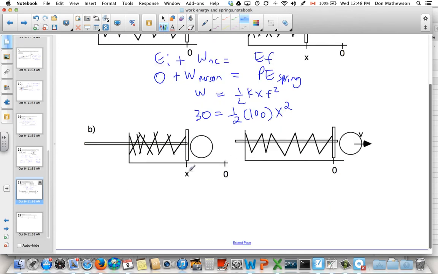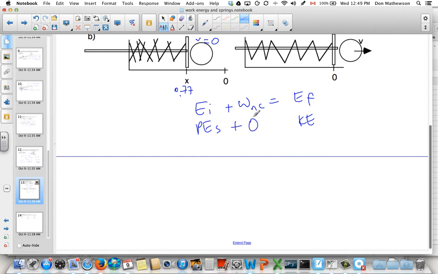Next, given that this is now 0.77, because we've calculated that in part A, you let it go. How fast is this going? So initial mechanical energy plus work equals final mechanical energy. At the beginning, it's at rest. It hasn't gone anywhere yet. There's no kinetic. There's just spring energy. At the end, the spring is back at 0, so there's no energy stored in it anymore, and the ball's moving, so there's ball kinetic energy.